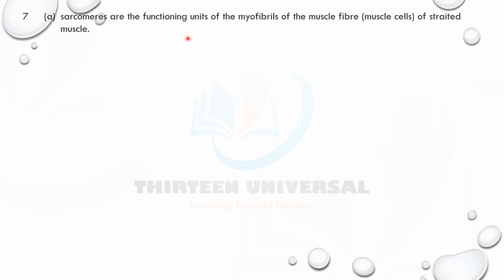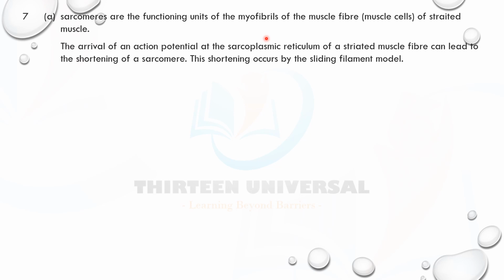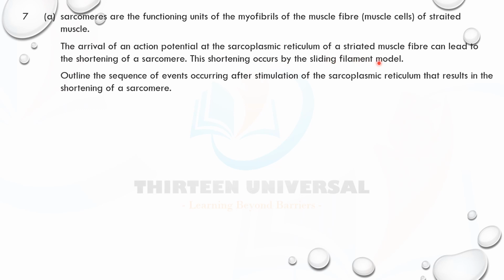Sarcomeres are functioning units of myofibrils of the muscle fiber of striated muscle. The arrival of an action potential at the sarcoplasmic reticulum of a striated muscle fiber can lead to the shortening of the sarcomere. This shortening occurs by the sliding filament model. Outline the sequence of events occurring after stimulation of the sarcoplasmic reticulum that results in the shortening of a sarcomere.